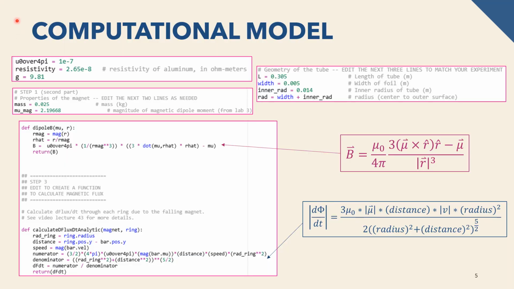Here's the computational model that was used. Here we first defined the constants we will use. Here we define the mass of our magnet and the magnetic dipole moment. And then here we have the dimensions of our aluminum foil tube. This right here is a function to calculate the magnetic field. And then here is a function to calculate the magnetic flux. And this is the equation that we typed into our code.